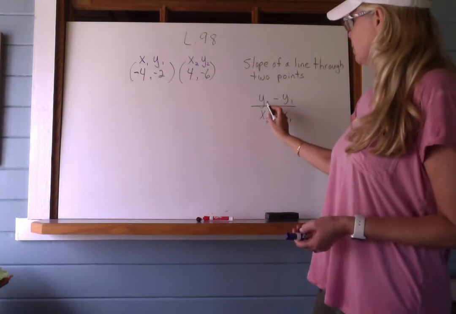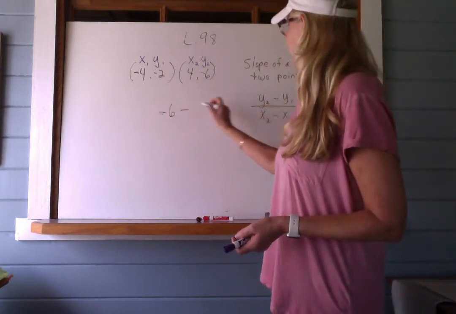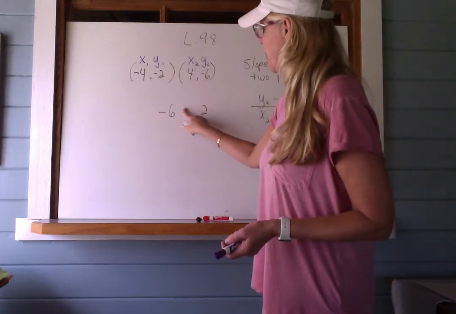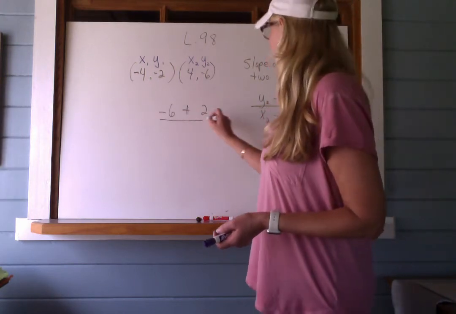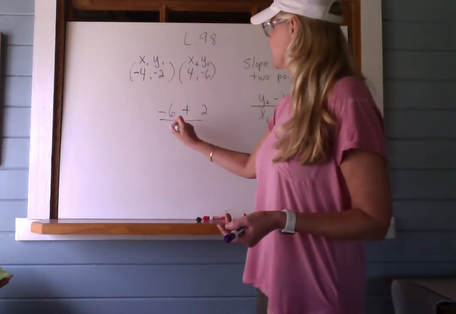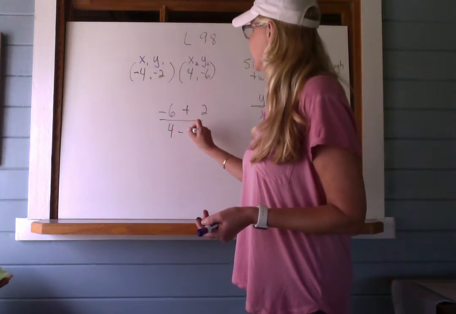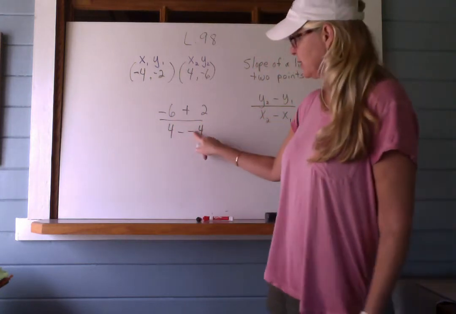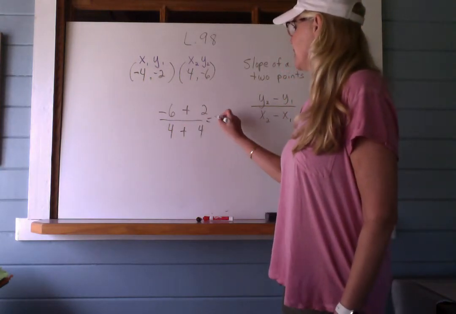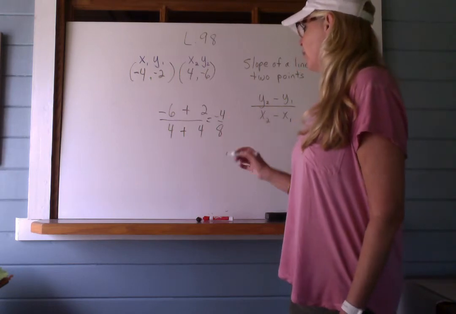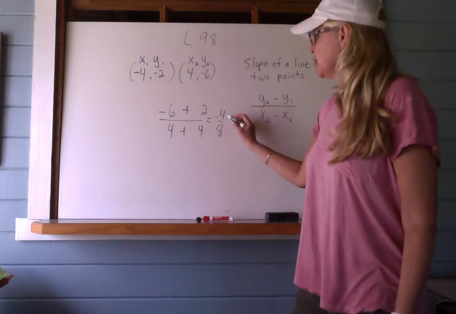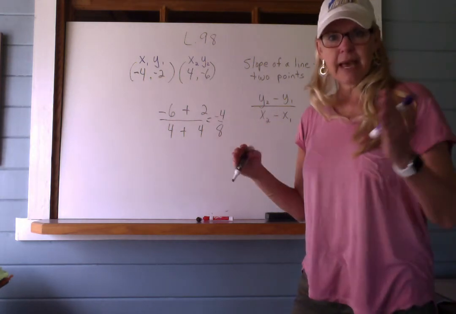So super fast, just plug in a -6 minus a -2, which negative becomes a positive, all over x subscript 2, not squared, I'm sorry, is 4 minus -4. Now again, minus becomes plus 8. So our slope is -4 over 8, or it's -1/2. That'll be your slope. But we're going to use the numerator and the denominator to get that distance.